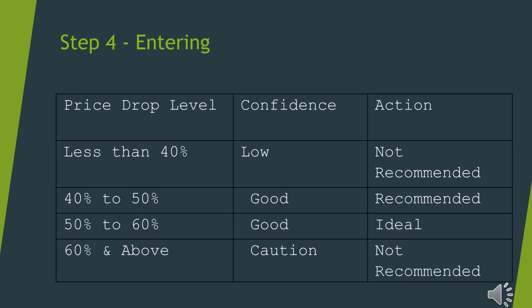Step 4. Entering. Trade entry should be based on the price drop behavior. If the price depletion is seen on both call and put side, the entry should be very cautious. If the price depletion is seen on either call side or put side, then the entry should be based on the level of drop. The confidence of the entry can be decided upon the drop level, and the drop level is mentioned in the table below. In the first column we are mentioning price drop level, in the second column confidence level, and in the third column action, meaning entering into the trade.